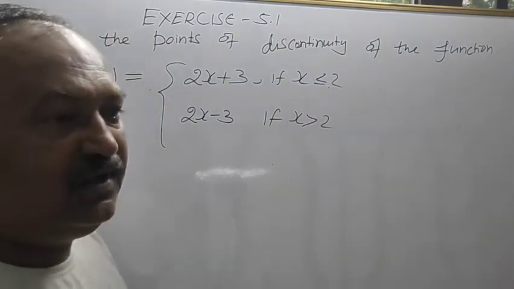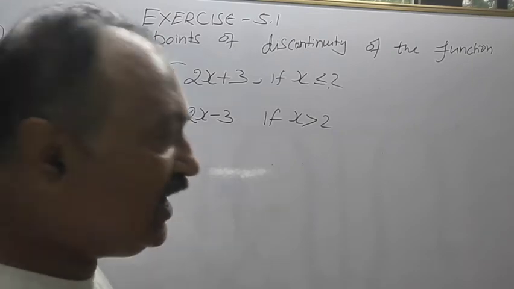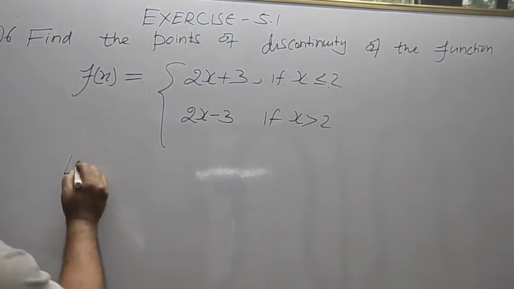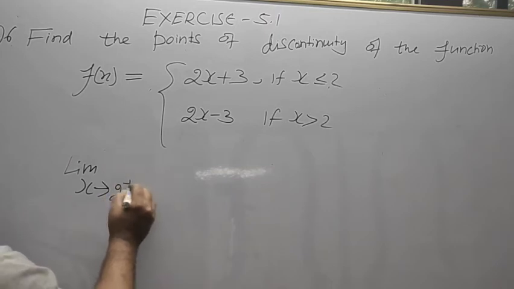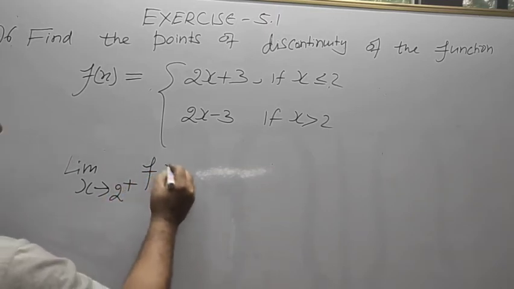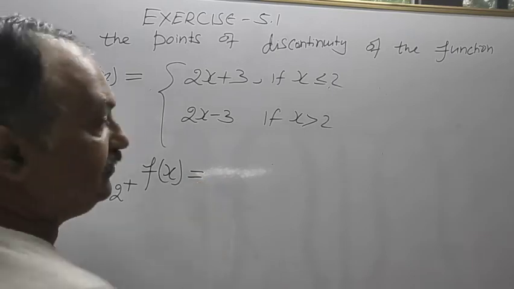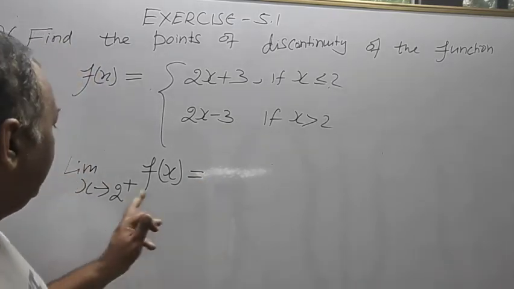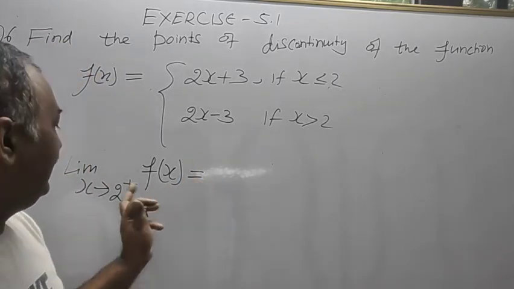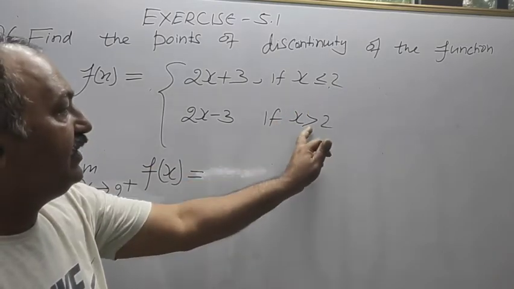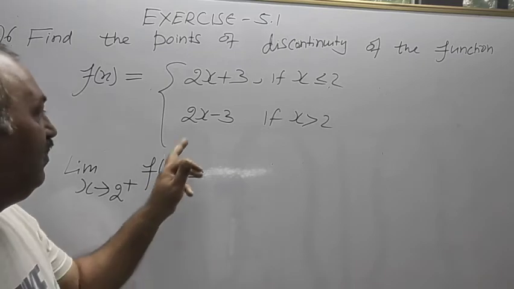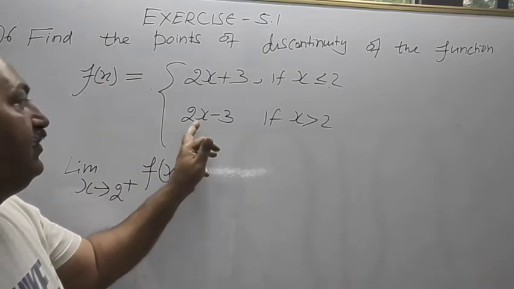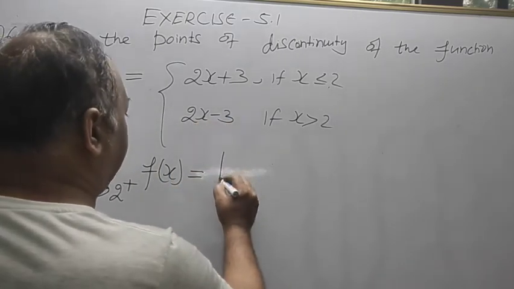So first of all, let us find the right limit. Limit x approaches to 2 plus f of x is equal to the value of the function for 2 plus. 2 plus means greater than 2. Greater than 2 means 2x minus 3. You have to put the value of f of x is equal to 2x minus 3 here.